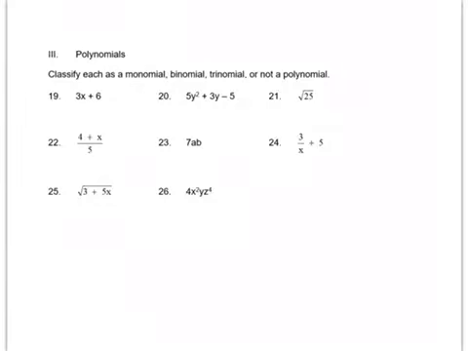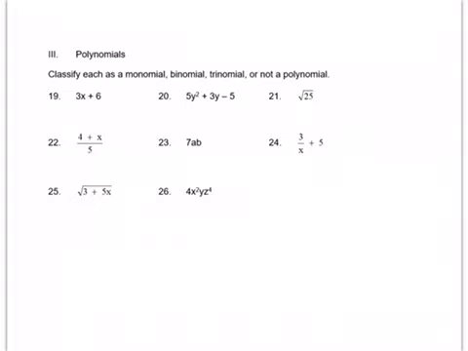Next, the next section deals with polynomials. It says classify each as a monomial, binomial, trinomial, or not a polynomial. Now we know a monomial is a single term with numbers and letters and variables. And the exponents on the variables can't be negative. The variables can't be in the denominator of a fraction. And the variables can't be underneath a radical. So with that in mind, let's see what we've got.